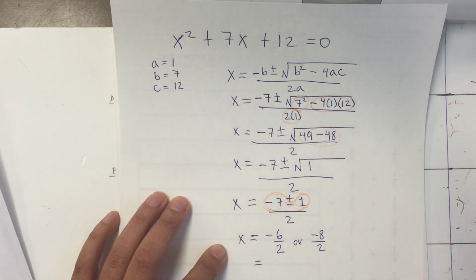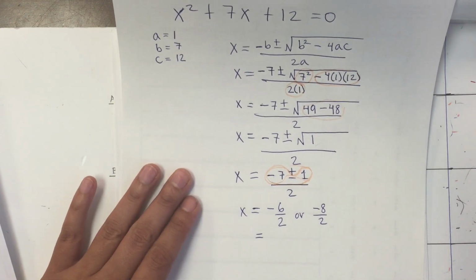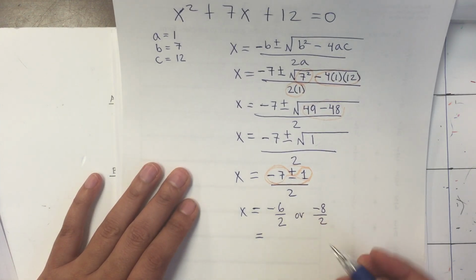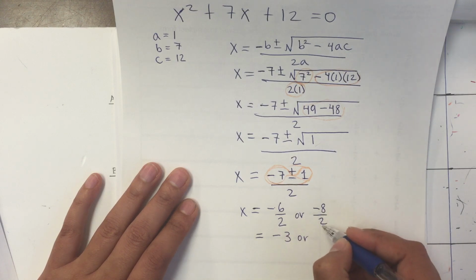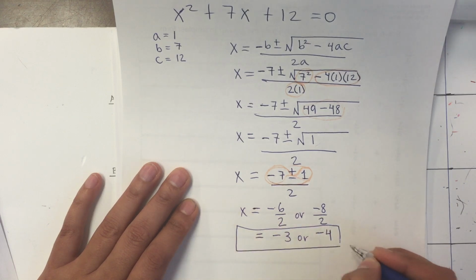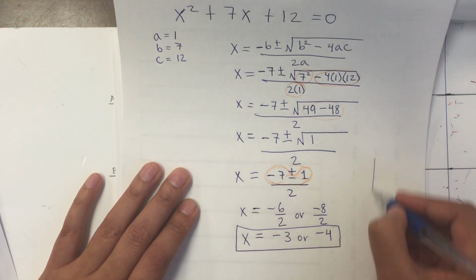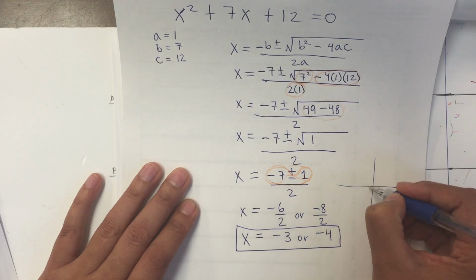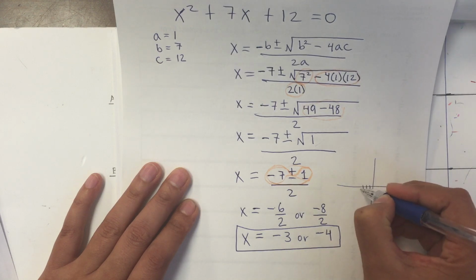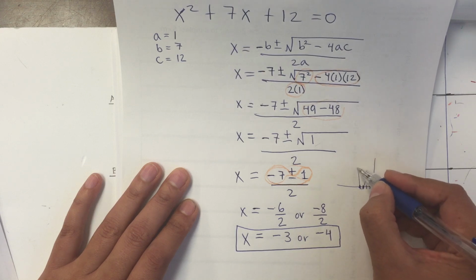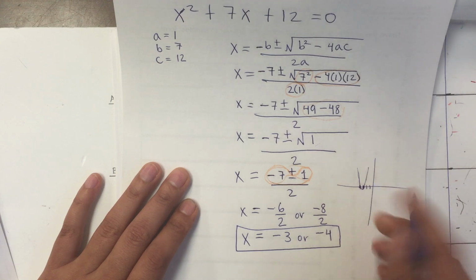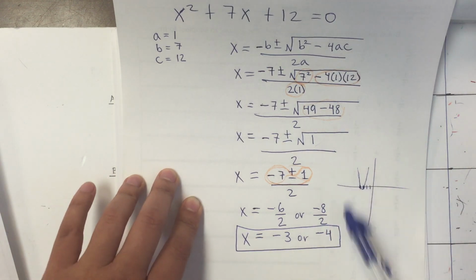And so we can simplify that to be negative 6 divided by 2 is negative 3, or negative 8 divided by 2 is negative 4. So those are going to be my two different answers. Again, remember that this relates to, oh, my parabola is going to be intersecting at negative 3 and at negative 4. So my parabola might be something like that, okay? Again, we'll see more about the graphs later on.